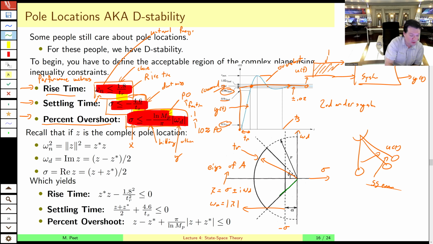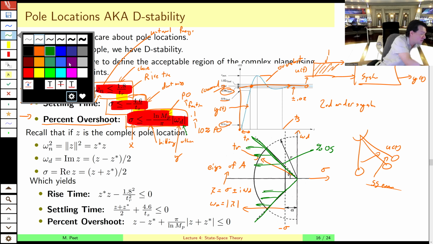So if we look at this here, we have two lines, corresponding to two constraints, because this is the magnitude of the imaginary component. When the imaginary component is positive, for the percent overshoot we want to be to the left of that. And when it's negative, we also want to be to the left of it. It's just that we have to switch the sign there, right? So we always want the sigma to be to the left of this line here, which corresponds to percent overshoot.